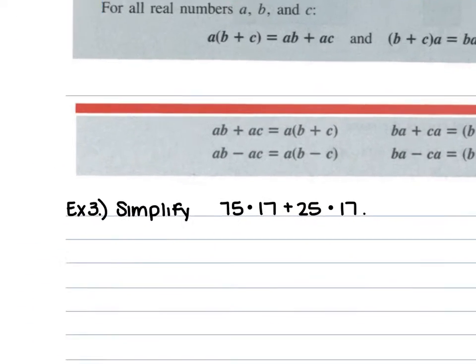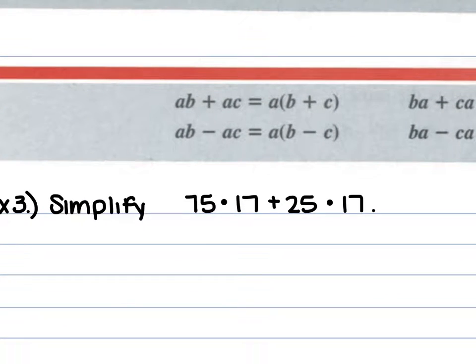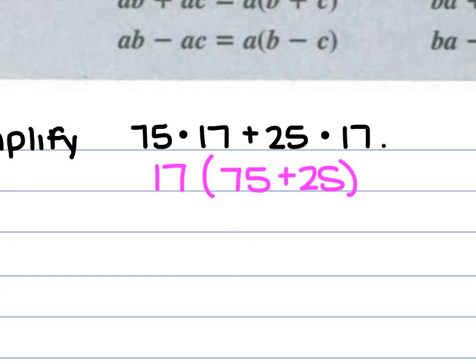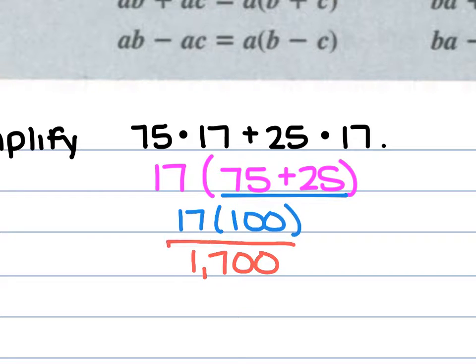If we look at example 3, we are simplifying this. We have 75 times 17 plus 25 times 17. Remember, this is the same thing as saying 17 times 75 plus 25. Do what's in parentheses first. The 75 plus 25 is 100. So 17 times 100 gives us 1,700.